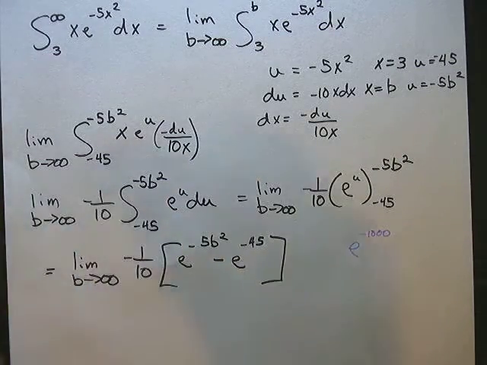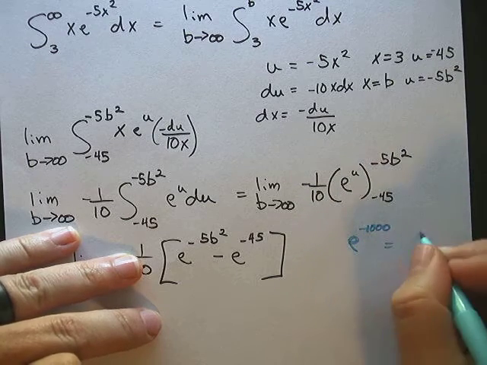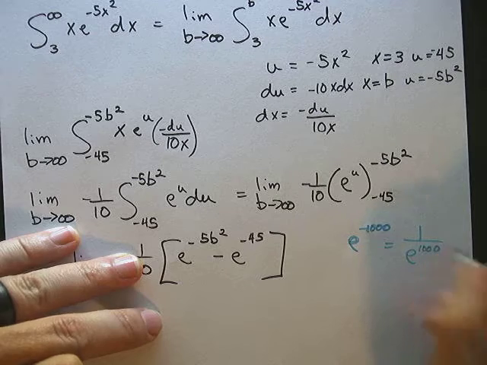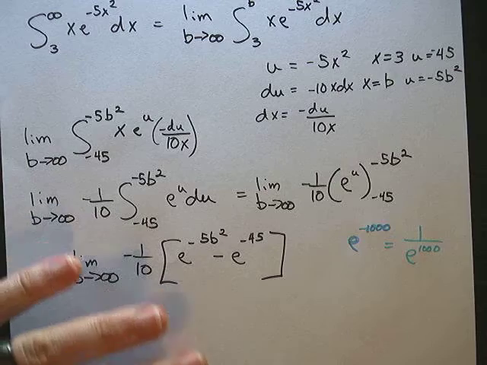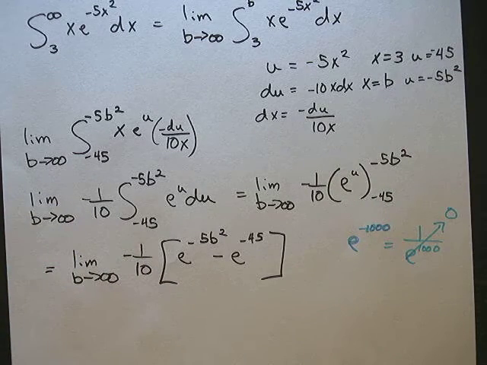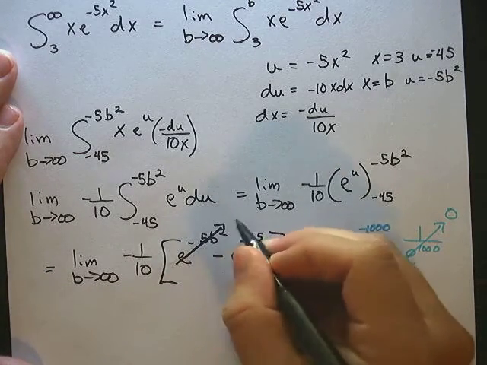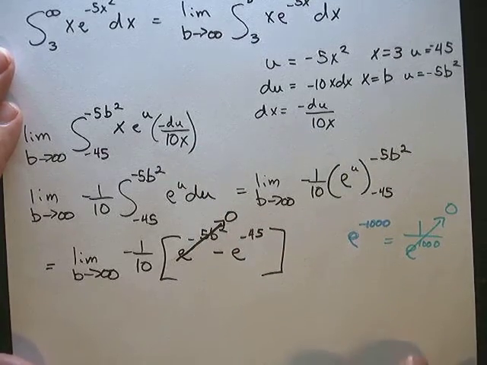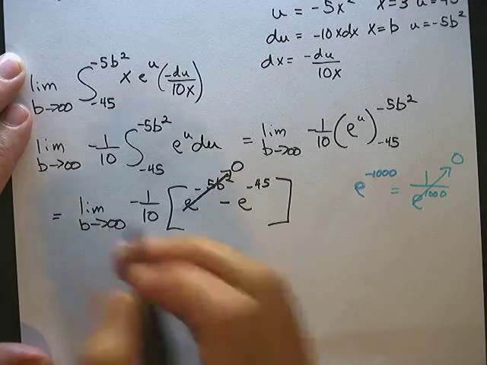Let me change color. e to the negative 1,000 is 1 over e to the 1,000. It's going to be a big, big number, but it's going to be in the denominator. And if you have a big, big number in the denominator and the top is constant, then you are headed towards 0. So as b gets larger and larger, this term gets closer and closer to 0, so it goes away. That leaves all numbers. We have no more variables, so we don't even need the limit anymore.